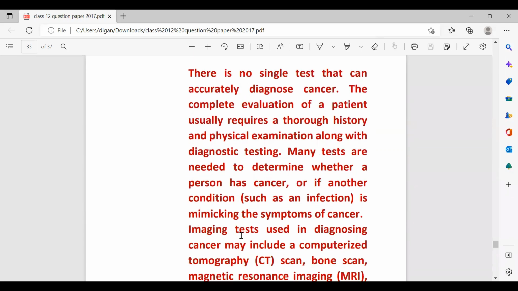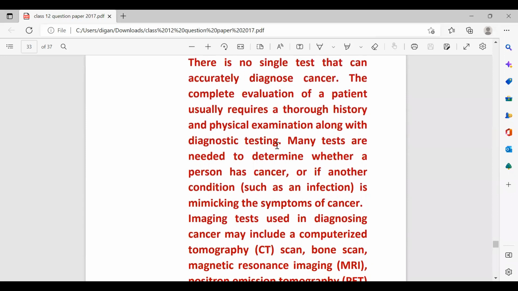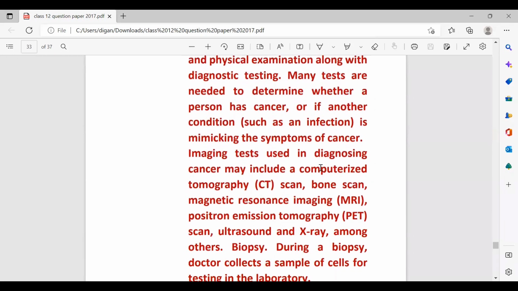And there is no single test that can accurately diagnose cancer. The complete evaluation of a patient usually requires a thorough history and physical examination along with diagnostic testing. Many tests are needed to determine whether the person has cancer or if other conditions such as an infection are mimicking the symptoms of cancer.